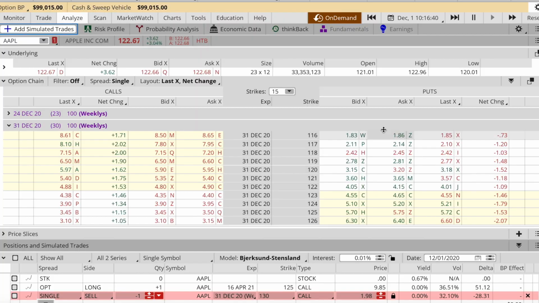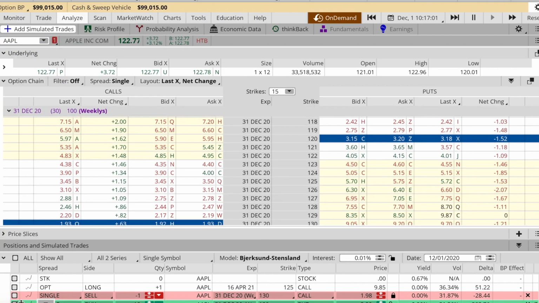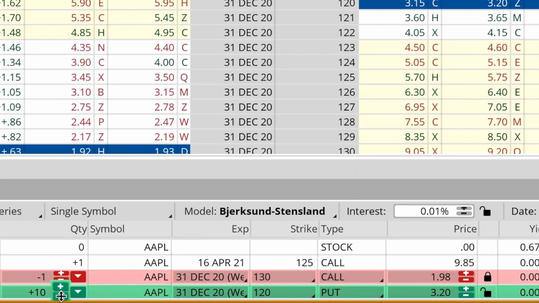Now let's take a look at buying a put contract. We go to simulated trade. We're going to go to the put side of things. And let's say that I want to be able to sell my Apple stock for $120 sometime between now and the end of the month, from December 1st to December 31st. I can say I want to buy the put for $3.25.